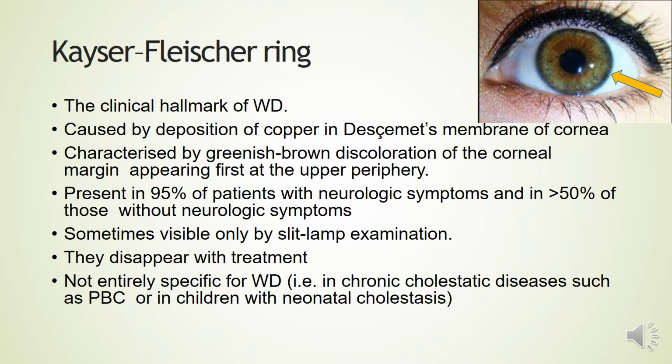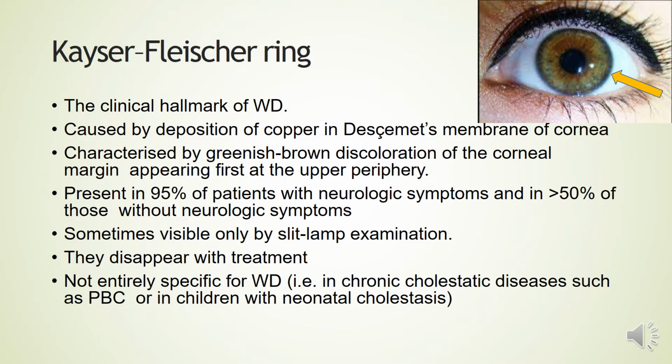So let's talk about the KF ring, that is the Kayser-Fleischer ring. It is the clinical hallmark of Wilson's disease, and it is caused by the deposition of copper in Descemet's membrane of the cornea, and it's characterized by a greenish brown color of the corneal margin appearing first at the upper periphery. It is present in 95% of patients with neurological symptoms and in more than 50% of those without neurological symptoms. So neurological symptoms correlate with the density or the thickness of the KF ring, and it's sometimes visible only by slit lamp in early stages, and it disappears with treatment.